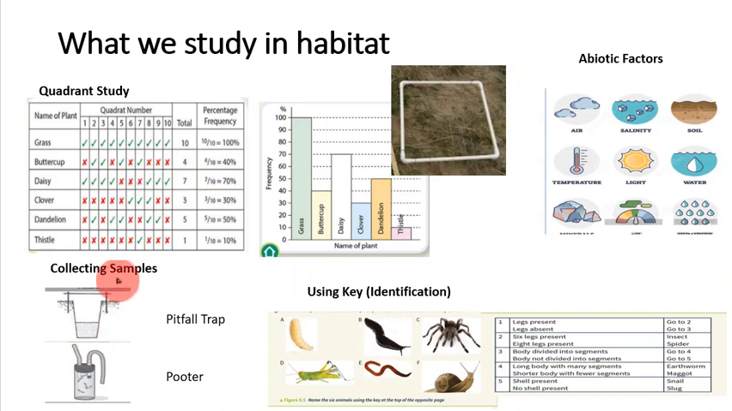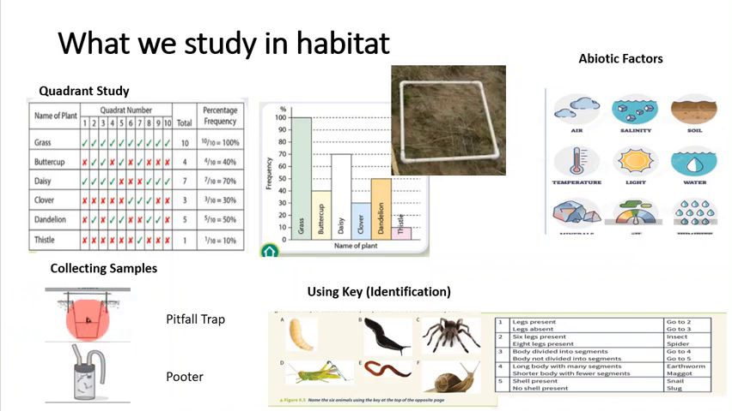Some of the ways that you can collect samples within your habitat are, you can use this thing here, what's known as a pitfall trap. Basically you can dig a hole in the ground and put in a container like this, and you can put a roof on it to shelter it from the rain. If an organism crosses through this section here, it'll fall into the pitfall trap and then it's in here.